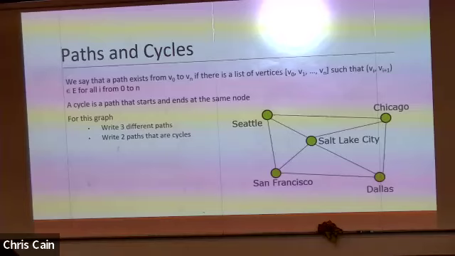What's another one? Yeah? Seattle, Salt Lake City to Chicago. Yeah, Seattle, Salt Lake City to Chicago. Another one could be Seattle to San Francisco. It does not have to be long. A path can be just to your neighbor. How about paths that are cycles? What's a path that's a cycle in this graph?